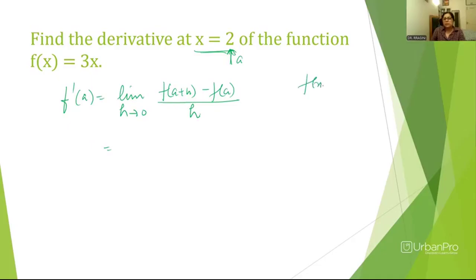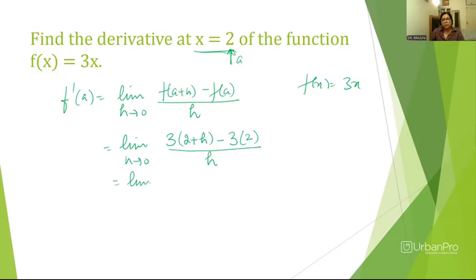Now what is f of x? f of x is 3x. f of a plus h means whatever x is, replace it by a plus h. So limit h tends to 0, f is 3 into x. At the place of x, I am putting 2 plus h because a is 2 here. What is f of a? 3 of 2, divided by h, right?